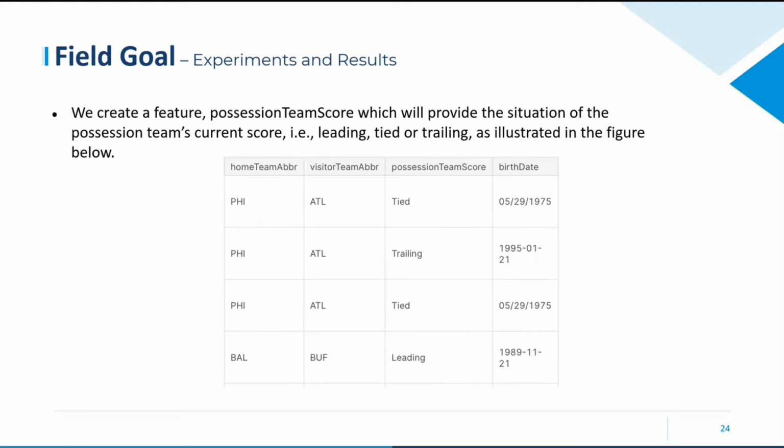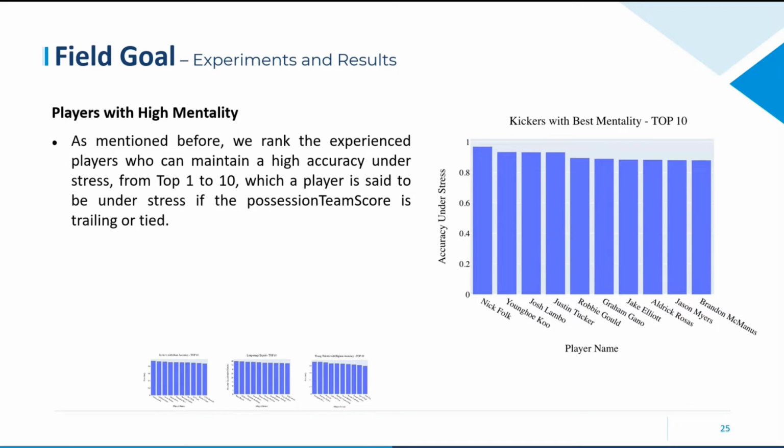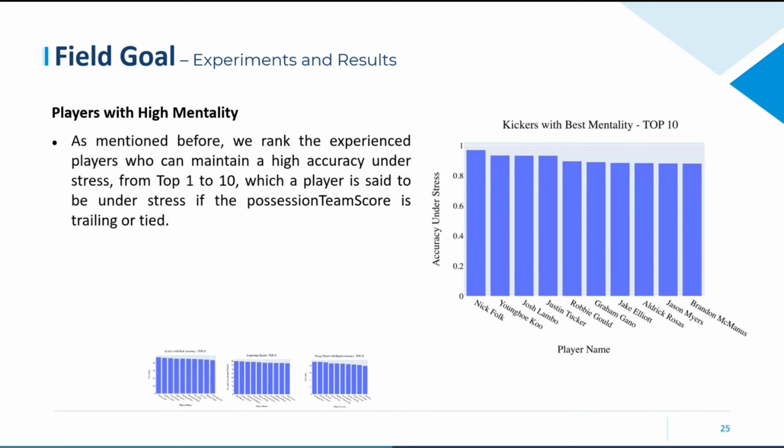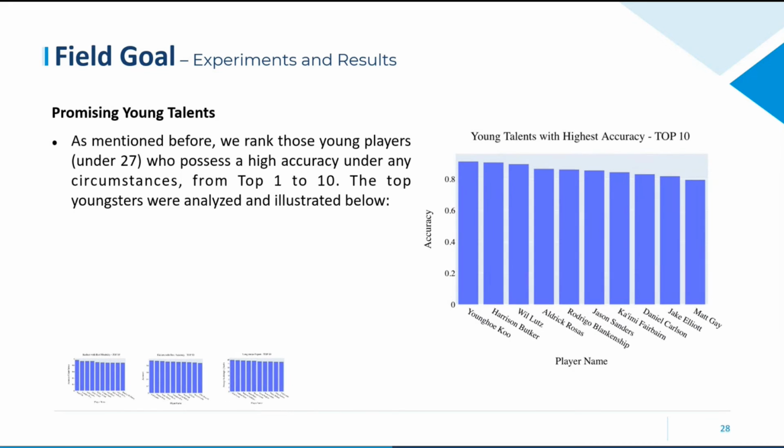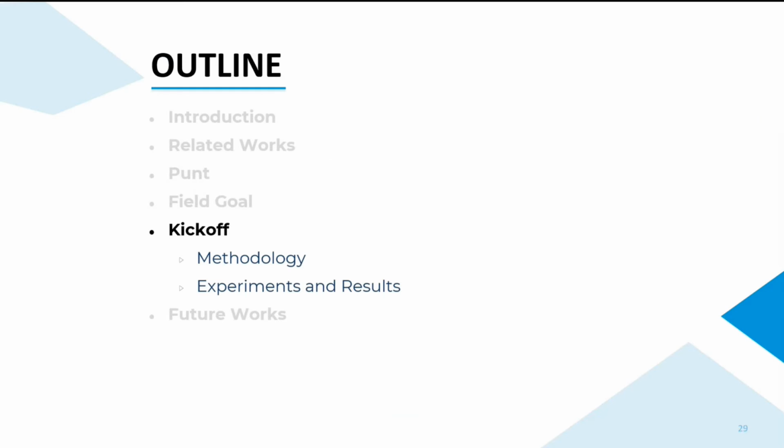In order to measure the mentality of each player, we create a feature which provides the situation of the kicking team's current score. After creating the new feature, we can then list the top 10 players based on each metric. The following plots show the top 10 players of each performance metric, which can give some useful information while executing field goals or exchanging players. Based on the analysis results, the coach can decide who should execute the kick under certain circumstances, or can chase some young but talented players onto their team.